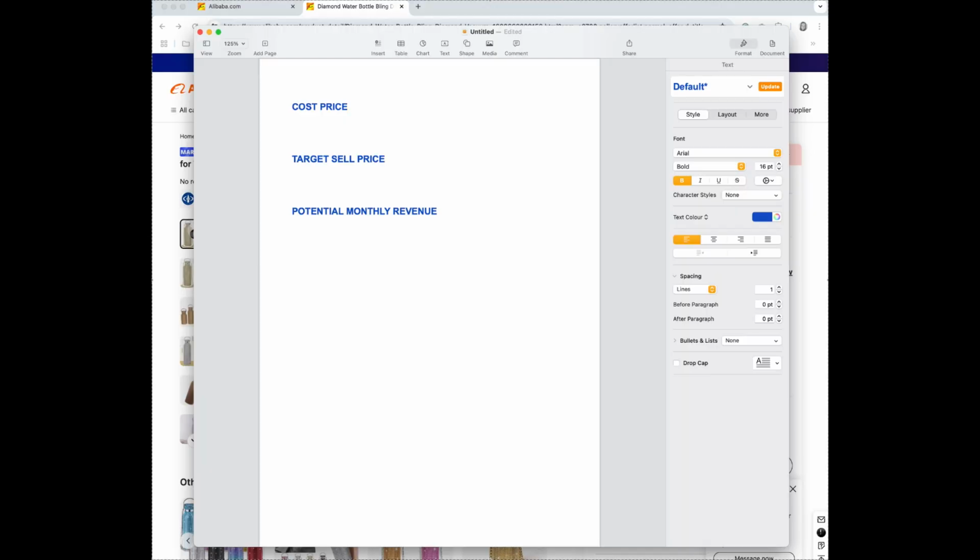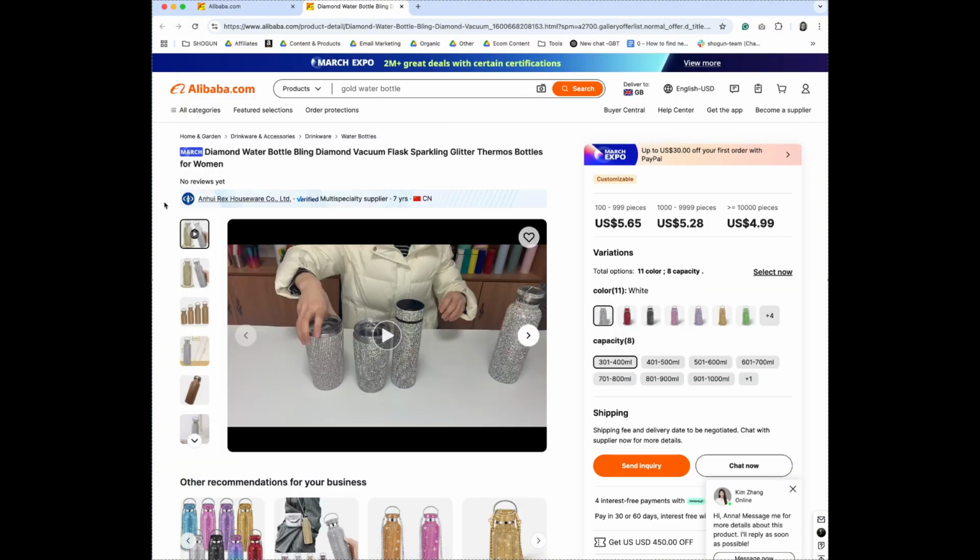About our pricing and monthly revenues, we need to find a cost price, so we need to decide what product we are buying. Then we're going to talk about our target selling price. Basically, we need to figure out what is going to be the best price for our product for us to sell. And then we're going to talk about potential monthly revenues. For this case, I am talking about a water bottle. It's pretty, for women, and all these kinds of things.